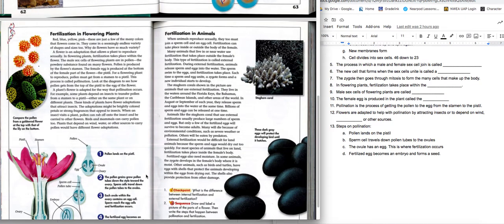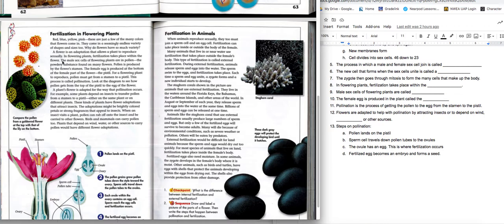Continuing on, let's see what it looks like in flowers or with plants. So we're over here, number 8. It says red, blue, yellow, pink. These are just a few of the many colors that flowers come in. They come in a seemingly endless variety of shapes and sizes too. Why do flowers have so much variety? A flower is an adaptation that allows a plant to reproduce sexually. In a flowering plant, fertilization takes place within the flower.